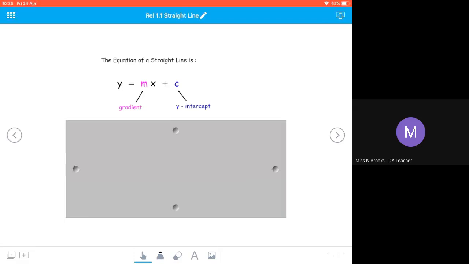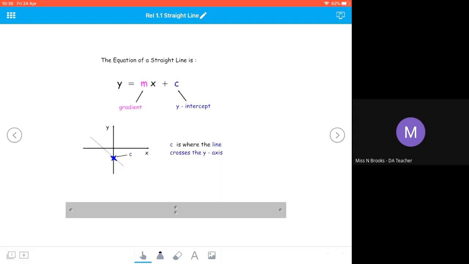Remember that gradient is positive if it's going up a hill, and it's negative if it's going down a slope. And c is the y-intercept, so that's the point on the y-axis where the straight line crosses it. So if c equals 0, then it's going through the origin at 0, 0. You can see there, I've got a line here with a negative gradient, and c is the point where the line crosses the y-axis.